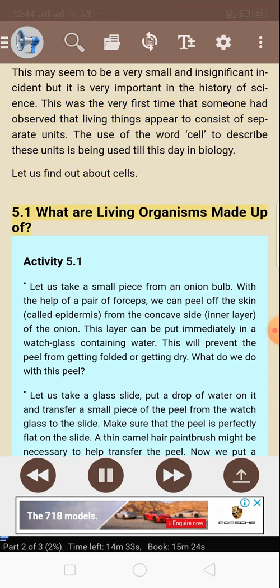5.1 What are living organisms made up of? Activity 5.1. Let us take a small piece from an onion bulb. With the help of a pair of forceps, we can peel off the skin, called epidermis, from the concave side inner layer of the onion. This layer can be put immediately in a watch glass containing water. This will prevent the peel from getting folded or getting dry.